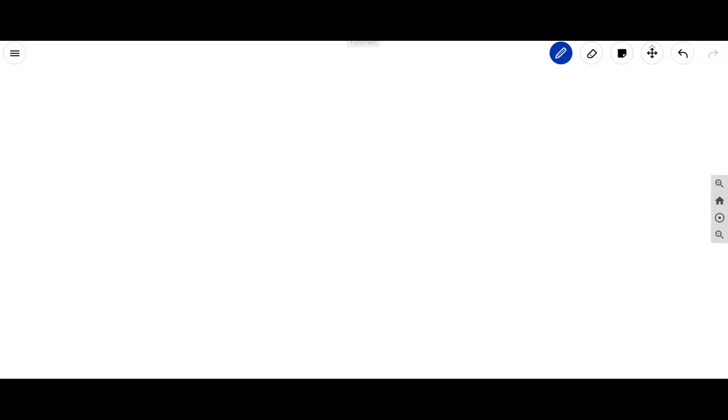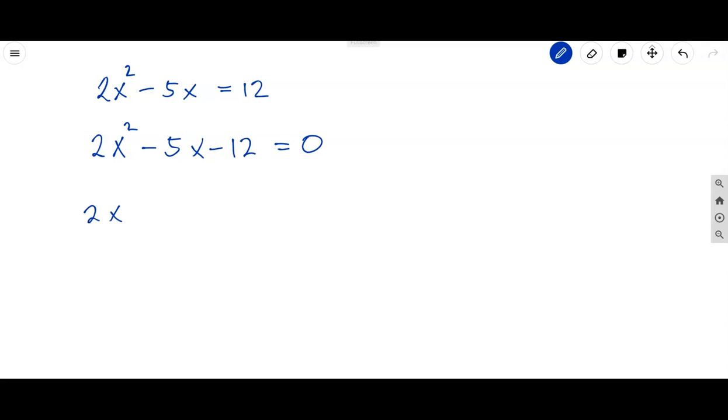Okay, let's try another example. Let's say we have 2x squared minus 5x equals 12. What is the factor now? We have to make it in the form ax squared plus bx plus c equals 0. So we have 2x squared minus 5x minus 12 equals 0. What are the factors of 12 and 2x? The factor of 2x squared is 2x times x. And here both are negative, so in this factoring one of them is positive and one is negative.